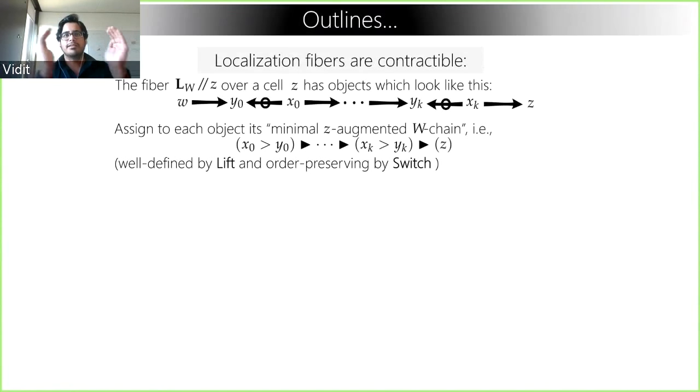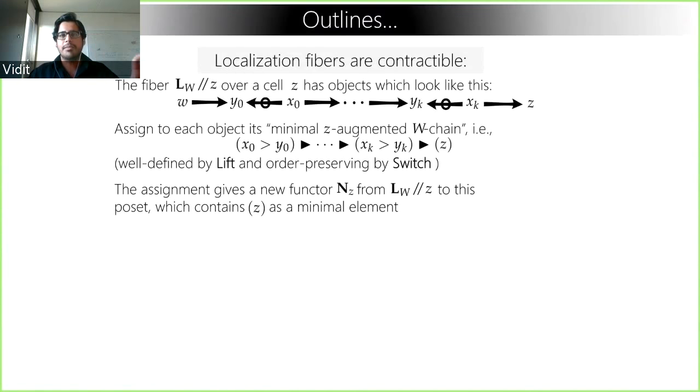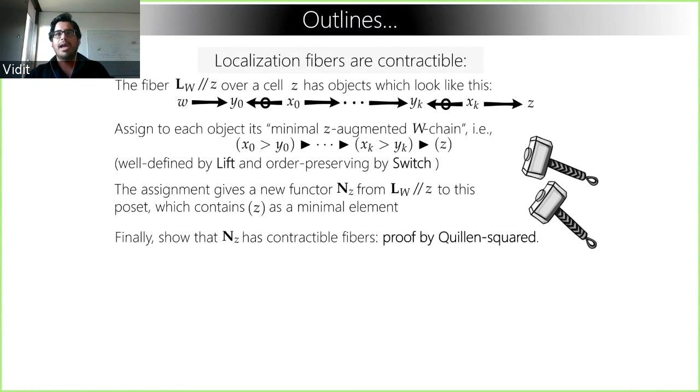Assign to each one of these the sequence of descending x naught bigger than y naught, and so on, going all the way down to z. Now this is, if you looked at the picture before, just a sequence of arrows where one comes before the other. That's all this means. And those two axioms, this lifting and switching, just make this a well-defined assignment. And now this assignment gives you a functor from the fiber to a poset which has a minimal element. And because it has a minimal element, this poset is contractible. And so you show that this map nz that takes this zigzag to this poset of things living on top of z is a homotopy equivalence.